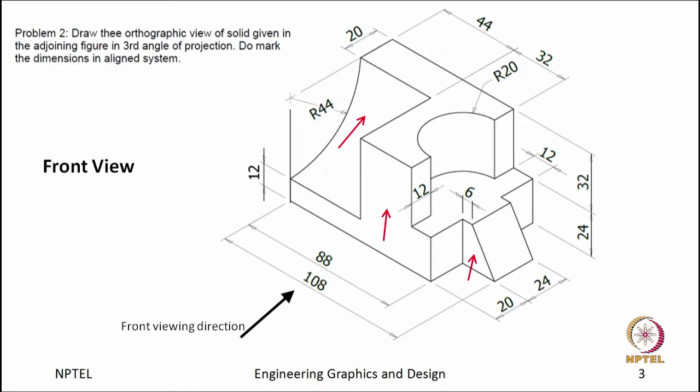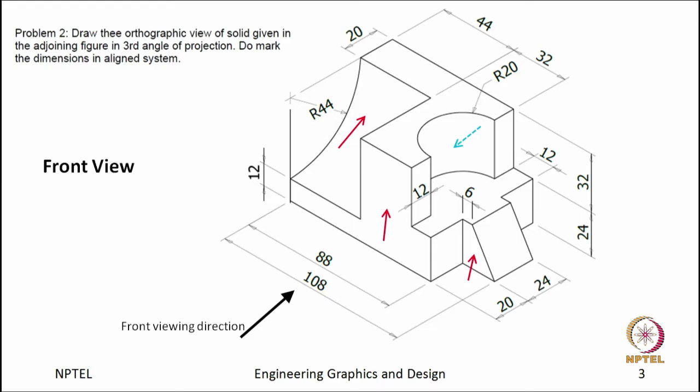Are these the only surfaces you will see, or anything else? No, there is another surface, which is this half cylindrical cavity. You may not look at it directly from the front viewing direction, it might be hidden, but you still have to mention it in the drawing as a hidden feature, otherwise your drawing won't be complete. So, these are the 4 features in my front view. So, I will start drawing.